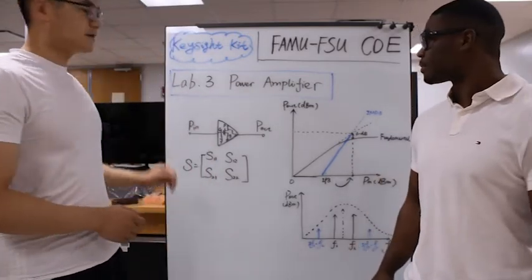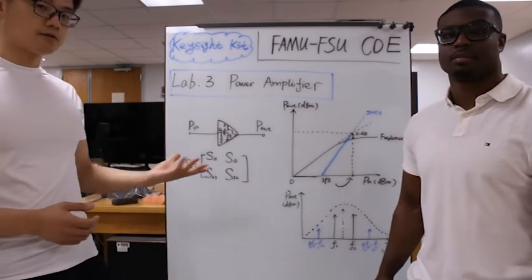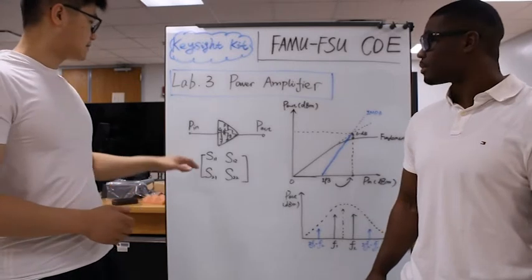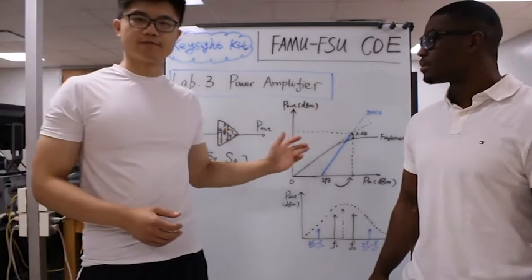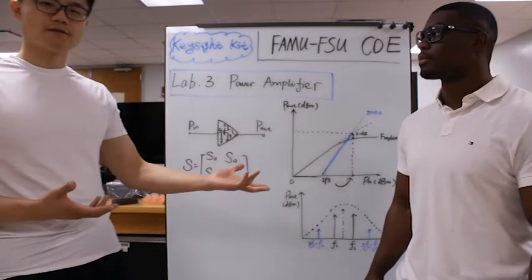So the first is the S parameter. We know the power amplifier is also a two-port network, but there's a little difference from the passive components we measured in our lab 1 and lab 2. So Mitch, would you want to let us know what the difference is?